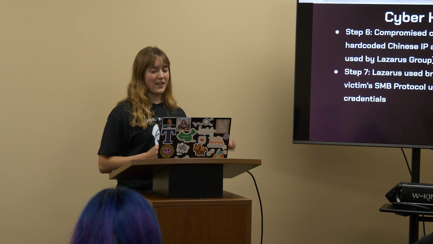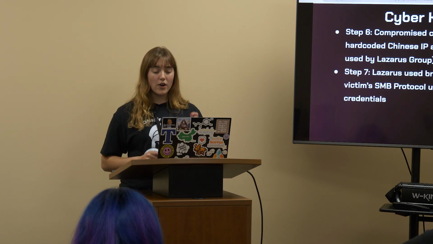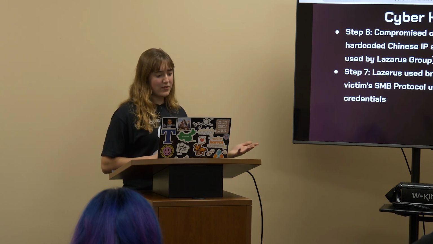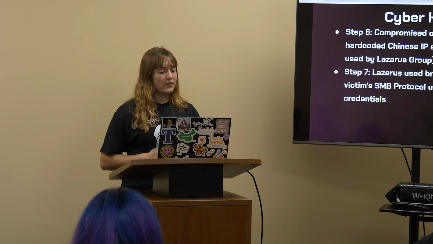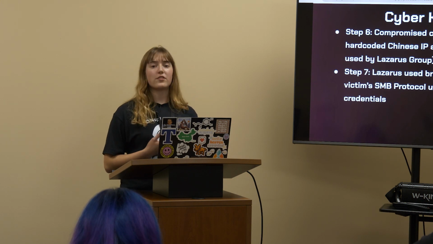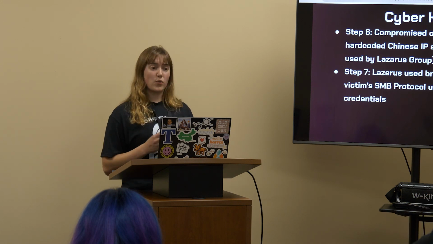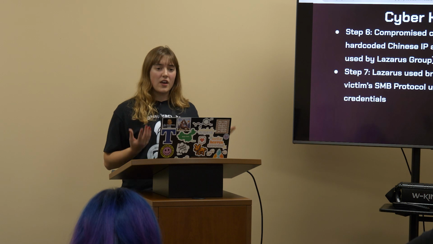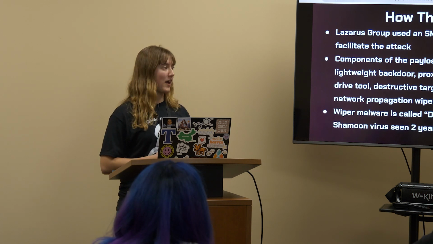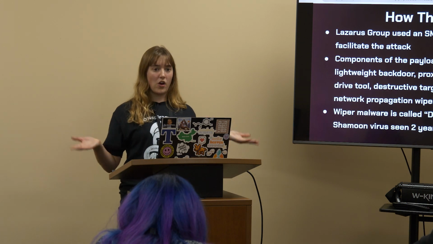So during step 6, during command and control, the compromised computers connected to hard-coded Chinese IP addresses. And then lastly, in step 7, Lazarus used a brute force attack on the victim's server message block protocol using the list of compromised credentials that it had gathered during that reconnaissance and during when they were inputting their credentials because of the spear phishing campaign. Okay. So after that, they're at step 7. They're at their actions on objectives.